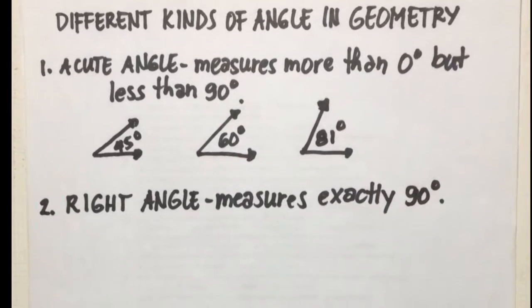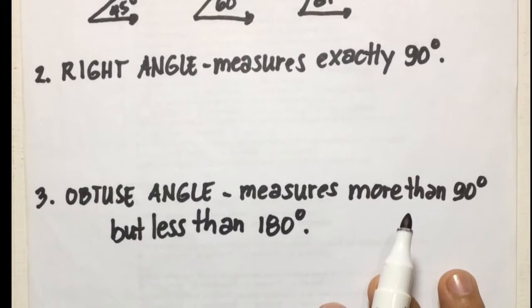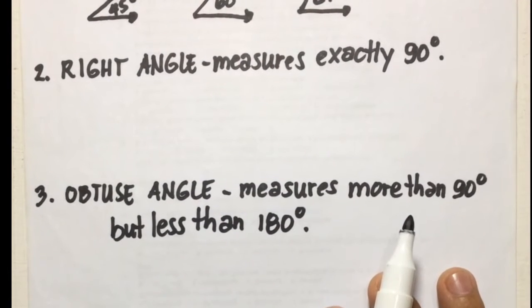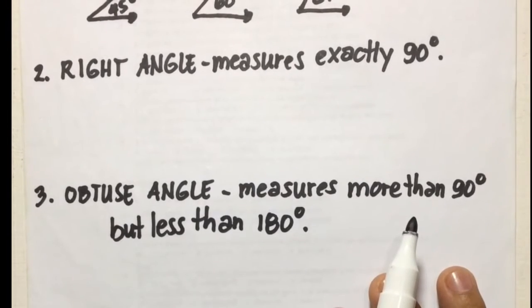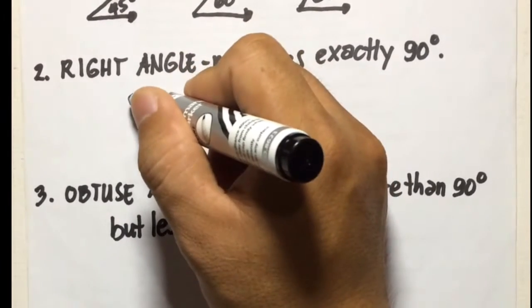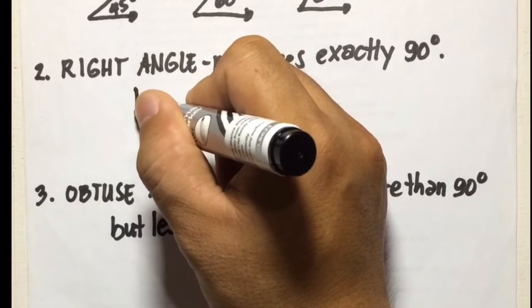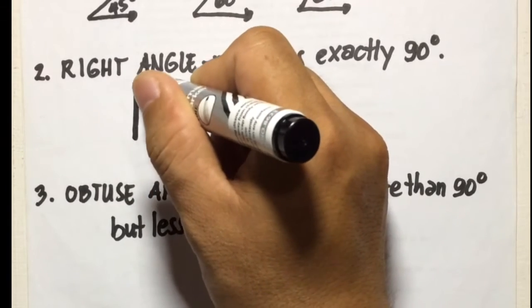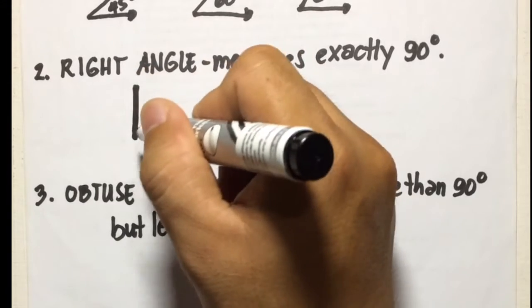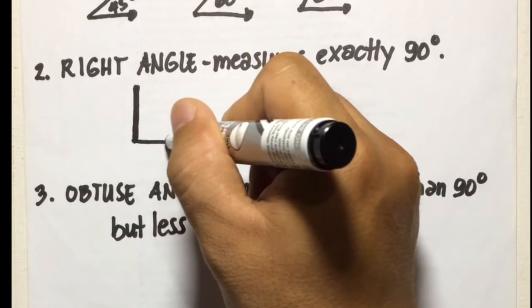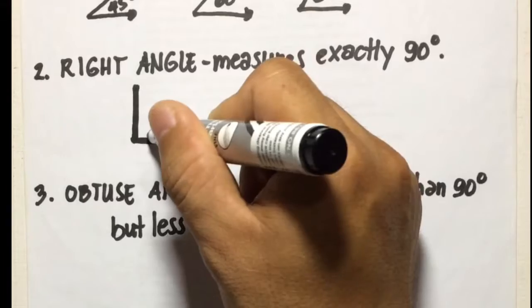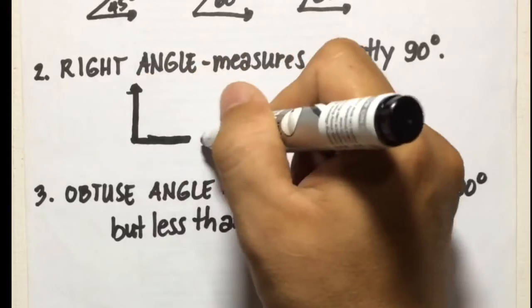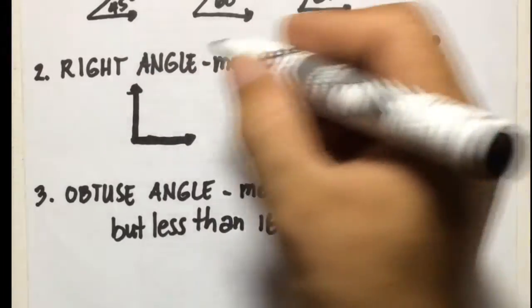Then the second kind of angle is right angle. So a right angle measures exactly 90 degrees. So 90 degrees. So you can imagine this one as a human standing, and this is the floor. Then this one forms a 90 degrees.